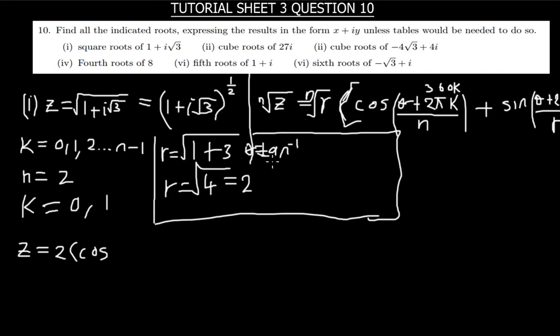So my theta is going to be tan inverse of y over x, which is root 3 over 1. So this is going to be tan inverse. So theta is going to be tan inverse of root 3. So tan inverse of root 3 will give you nothing but 60 degrees.